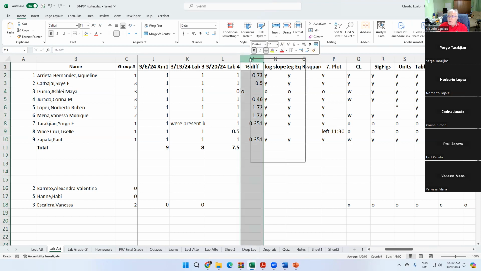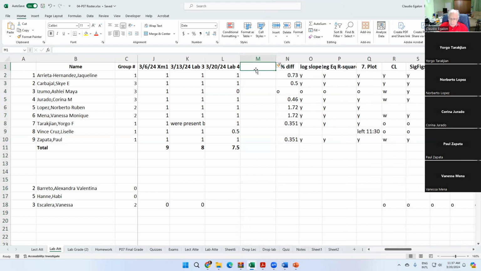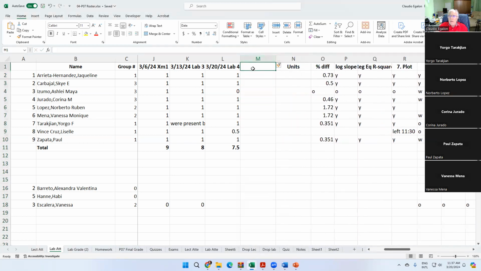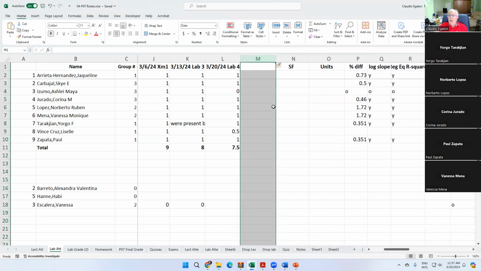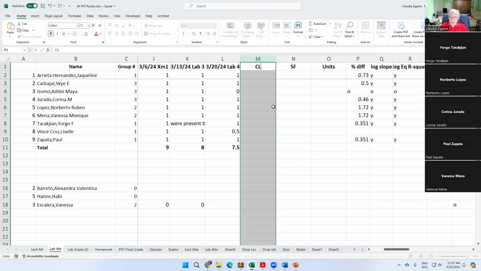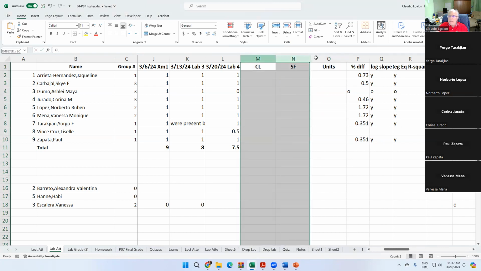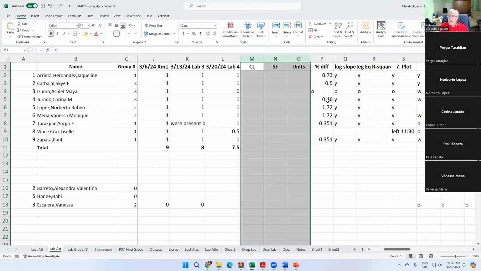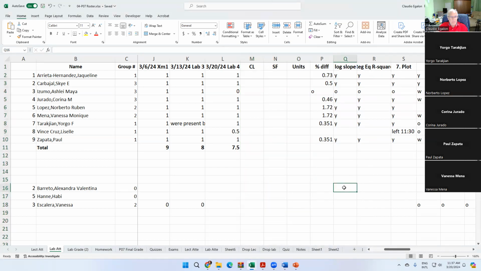Okay, now the rest is just the units, right? Units, sig figs, and CL. Units, sig figs, and CL. Any question that you may have?